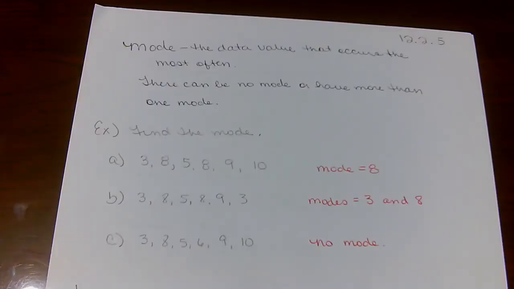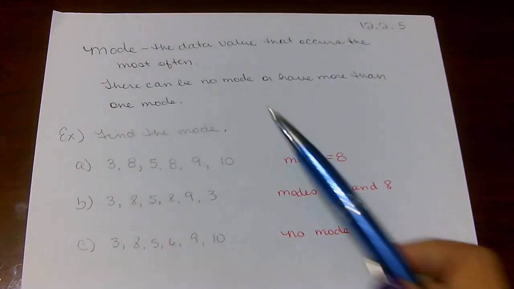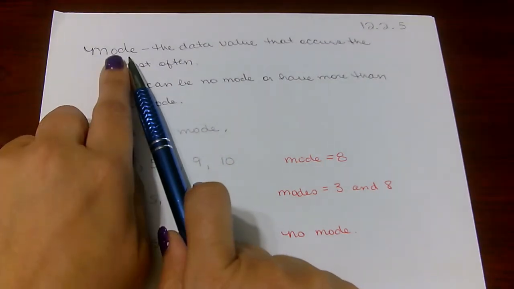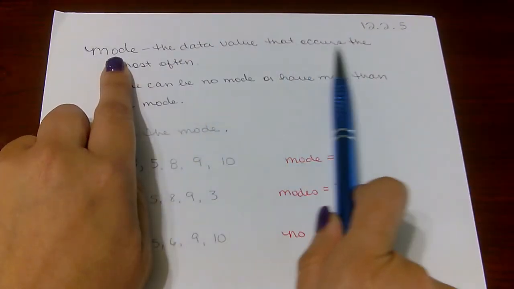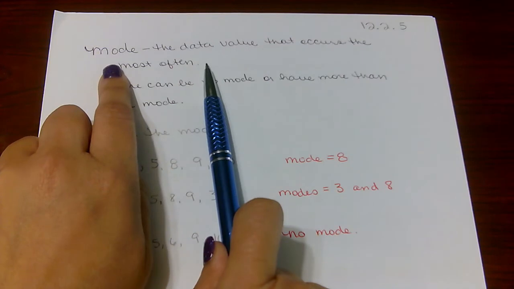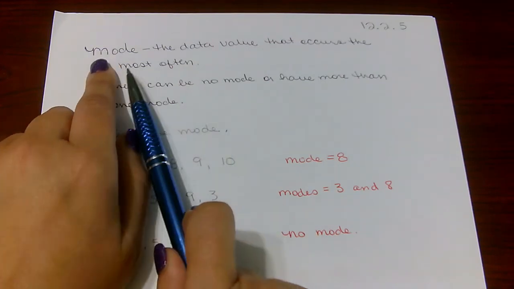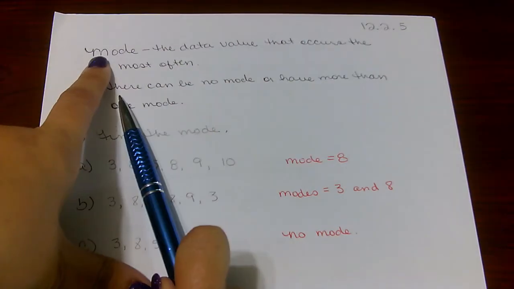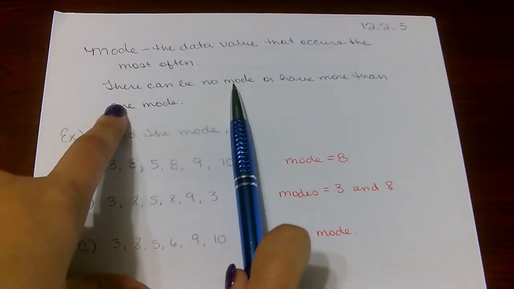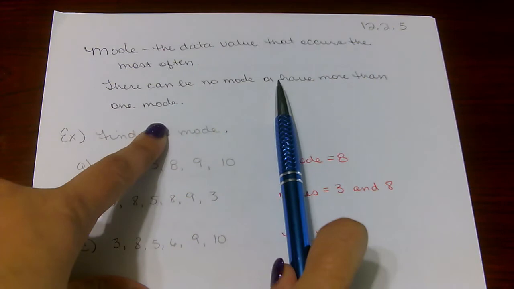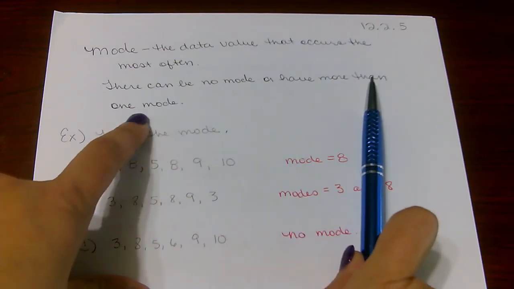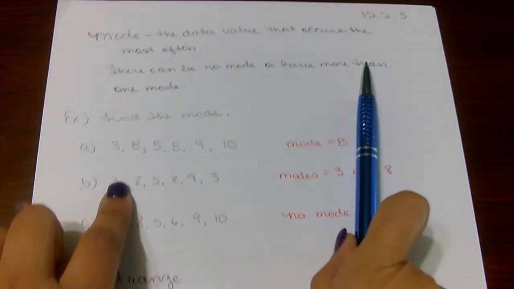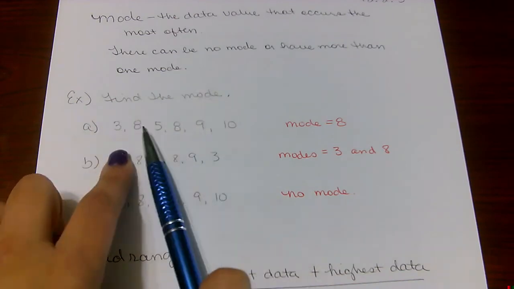The next type of central tendency we're going to talk about is called our mode. The mode is going to be the data value that occurs the most often. So whenever you see MO, think of most. Mode, most often. When we're solving for mode, there can be no mode at all, or the data set can have more than one mode. So let's find the mode in this case.